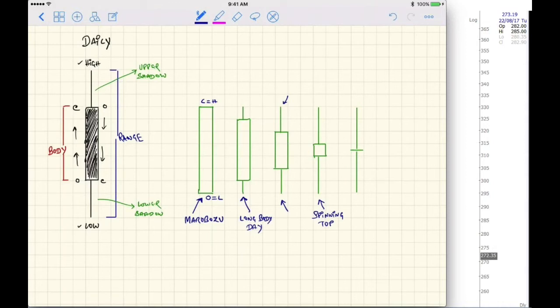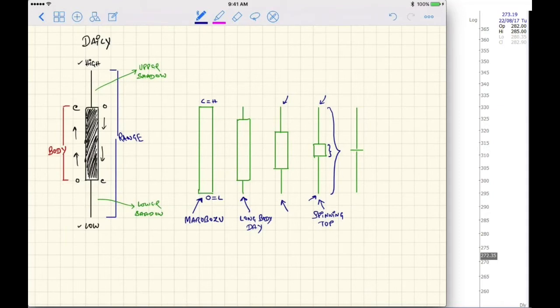This is called a spinning top. And what is a spinning top? Essentially a very small body compared to a very long range. A very small body compared to a very long range means the bulls did all that they could. They went as high as over here. The bears took the price as low as over here. And there was a big tug of war, a big fight between the bulls and the bears.